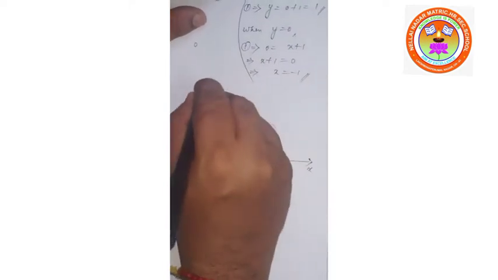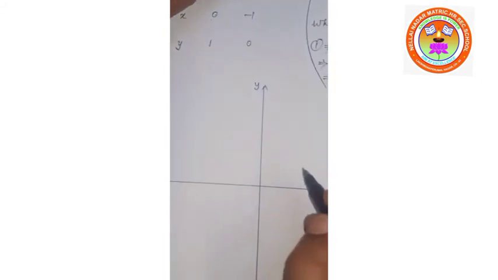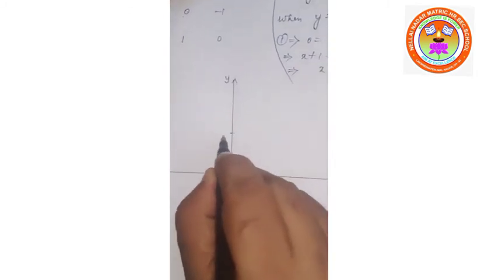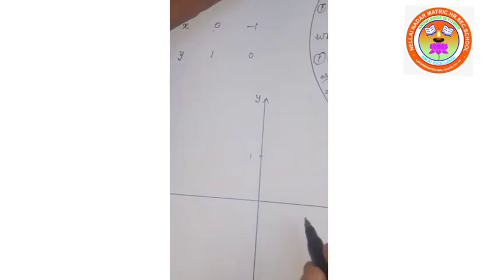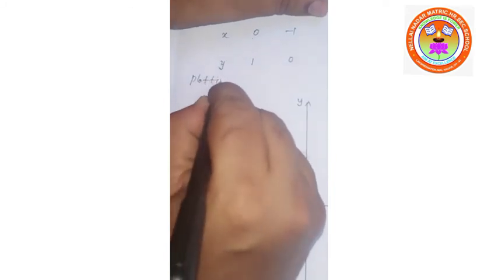X-axis, y-axis, 0 and 1, 0 comma 1. I take 1 over here and minus 1 here. I better write the plotting points.